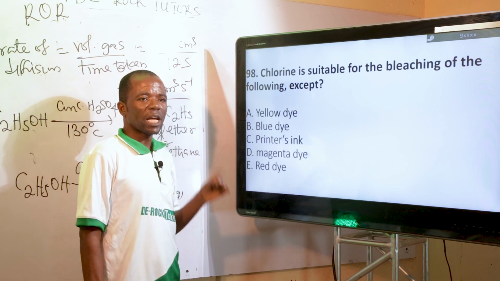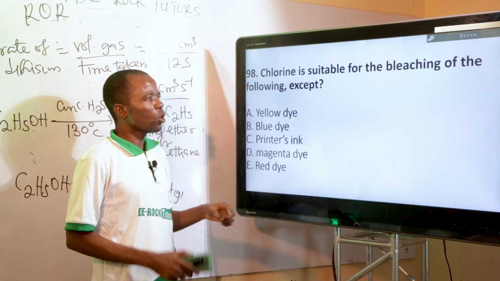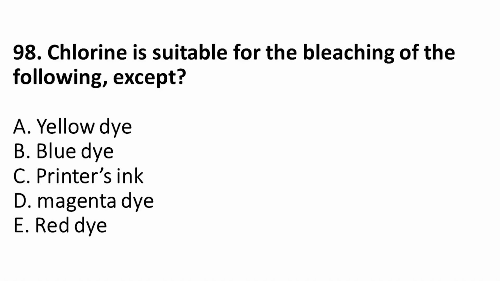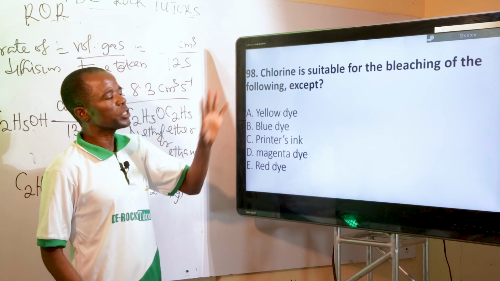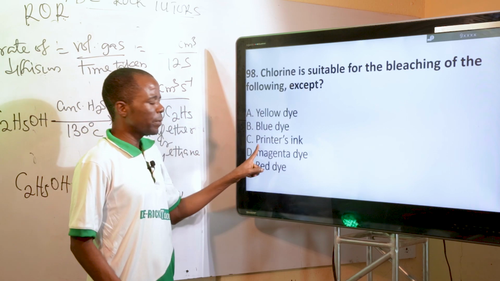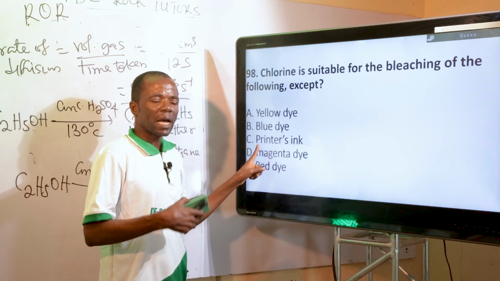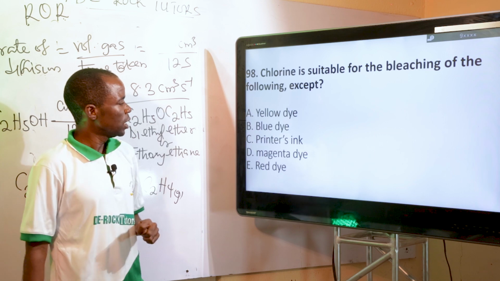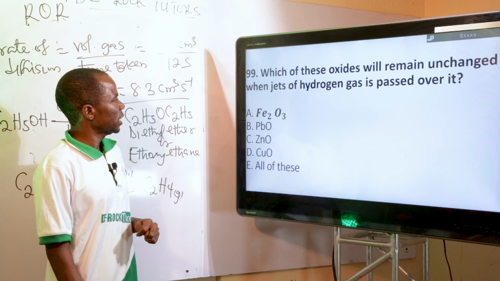Anything that contains carbon, chlorine is unable to bleach it. And we know that printer's ink contains carbon. So the correct answer here is printer's ink. Chlorine can bleach all material, but any material like printer's ink that contains carbon cannot be bleached by chlorine. So the correct answer for number 98 is C. Let's go to number 99.